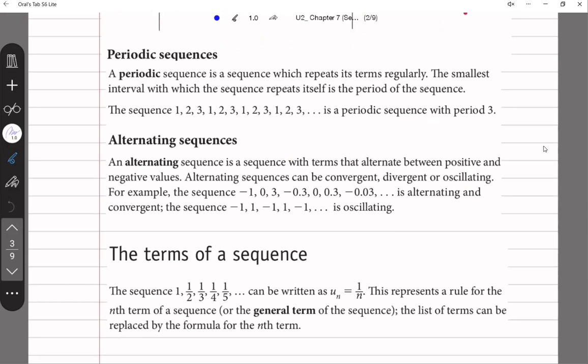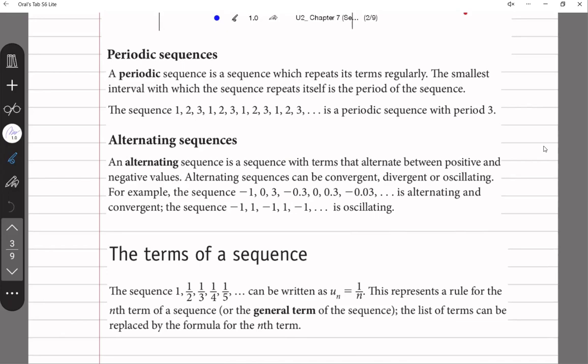So let's talk about periodic sequence. A periodic sequence is a sequence which repeats its terms regularly. The smallest interval with which the sequence repeats itself is the period of the sequence. So the sequence 1, 2, 3, 1, 2, 3, 1, 2, 3, 1, 2, 3, and that continues on forever, is a periodic sequence, and its period is 3. So this sequence repeats itself every what? 3 what? Terms.